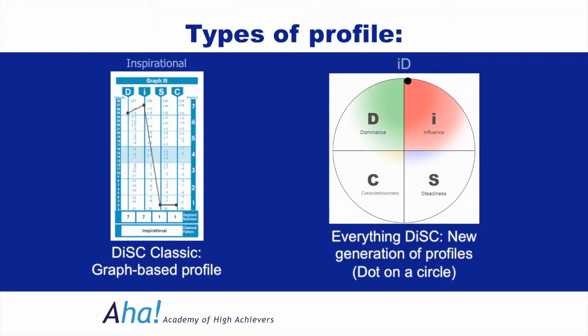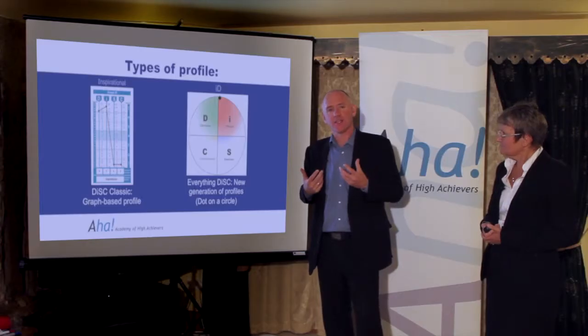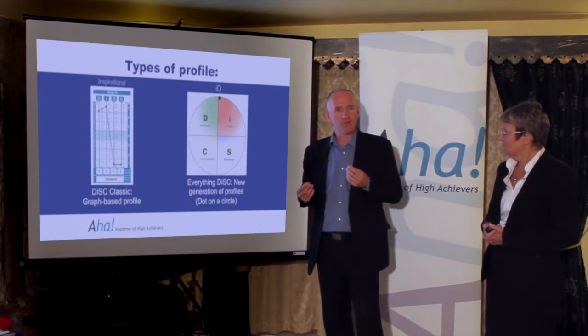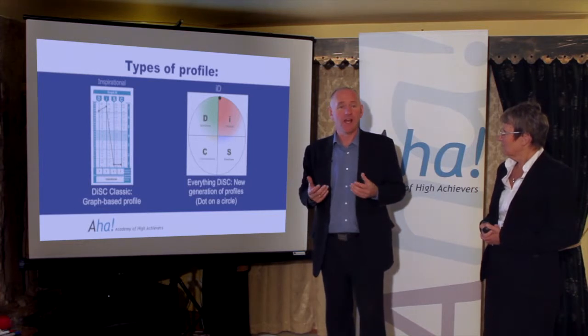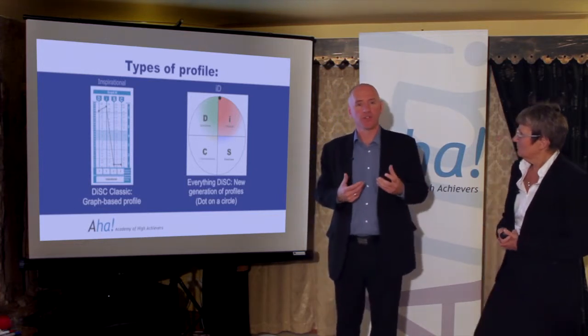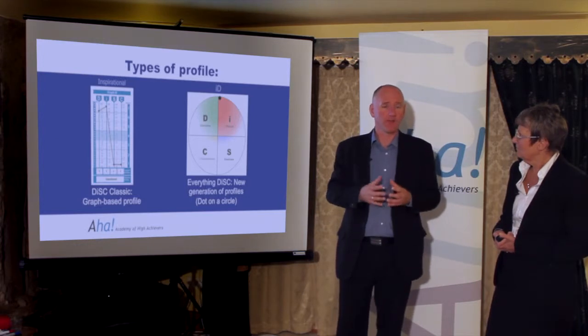And now there's a new breed of profiles. It's called Everything DiSC, and you can see that instead of a graph, it's actually now showing up as a dot on a circle. The feedback is incredible. People are really finding it very intuitive to understand where they fall on the DiSC model, and also where others who they're wanting to influence and interact with, where they fall too. So it's very easy for people to see the relationship between themselves and others, very easy for them to be able to see the stretch that they need to make in order to connect better with other people.